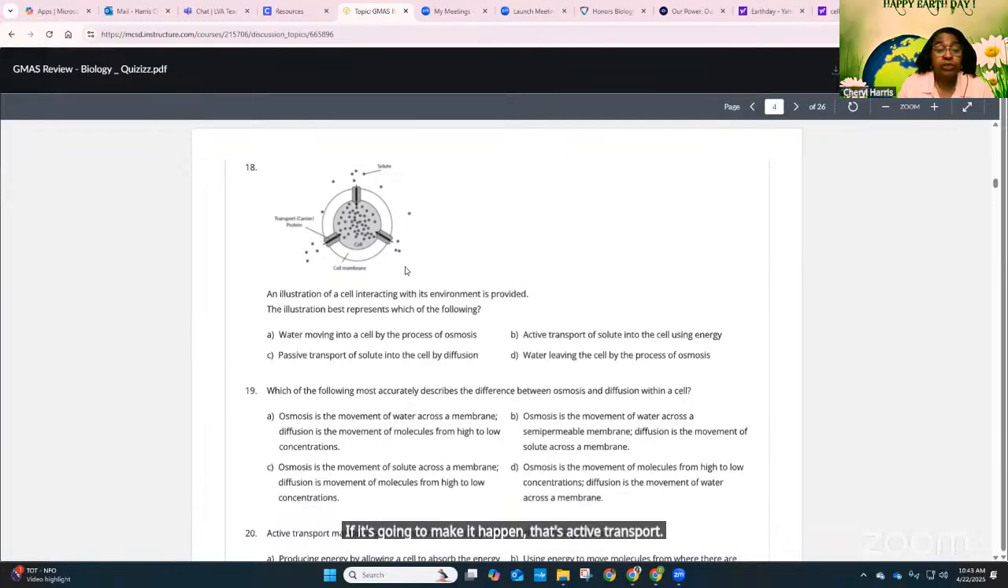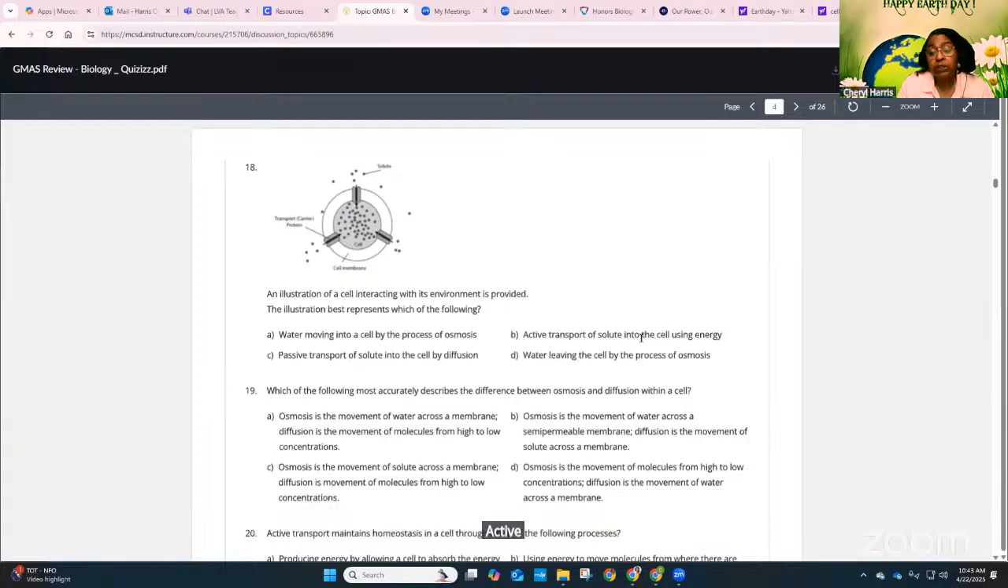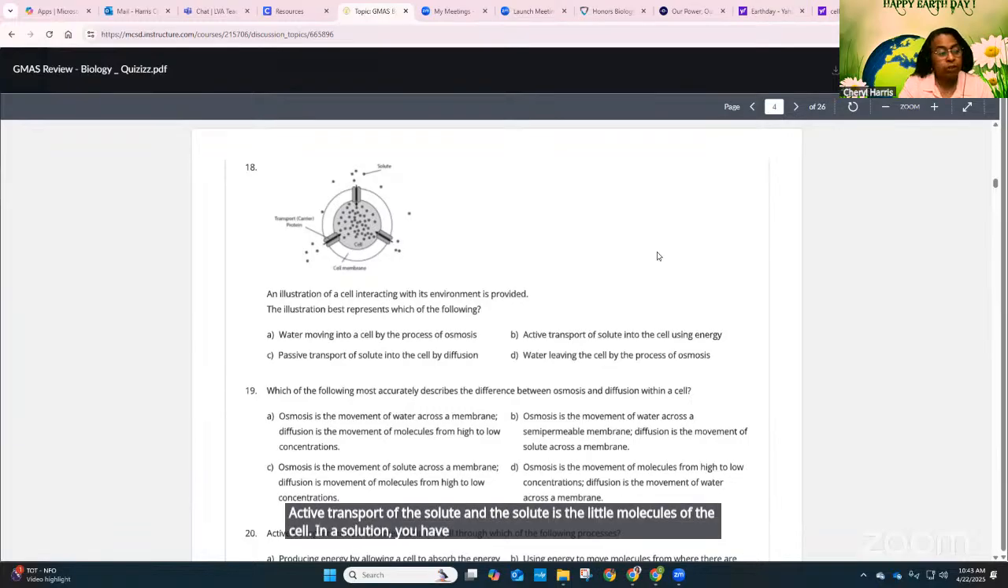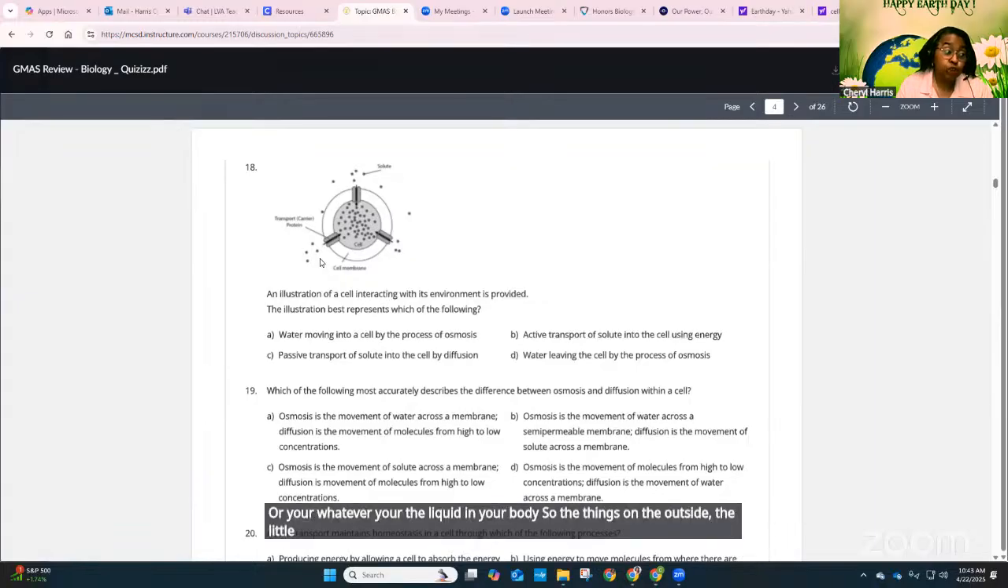Okay, so the question is asking you which illustrates this best. It is B, active transport of the solute, and the solute is the little molecules. In a solution, you have two parts: the solute, which is the things that are dissolved in the solvent, which is your liquid. So this is in the cytoplasm, or whatever the liquid in your body. The little dots on the outside are solute. They are floating in the solvent.